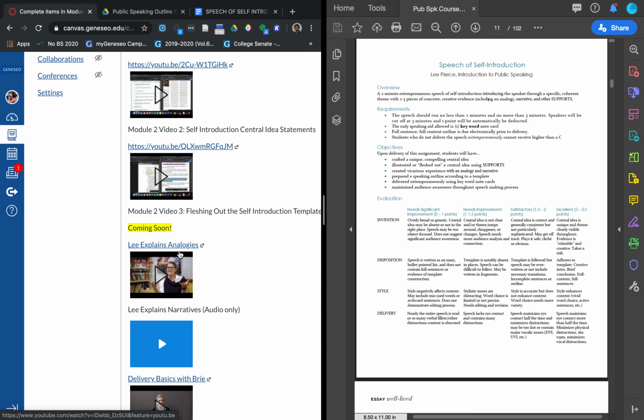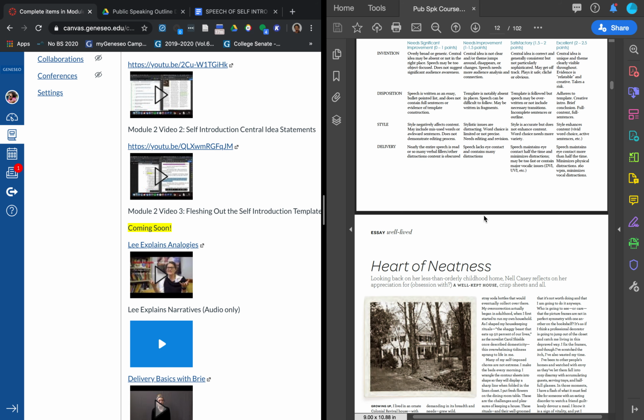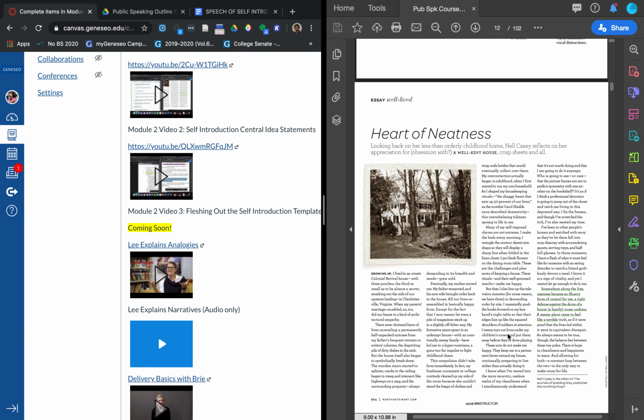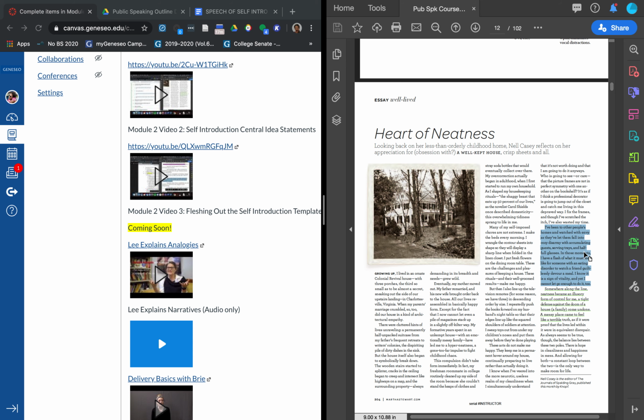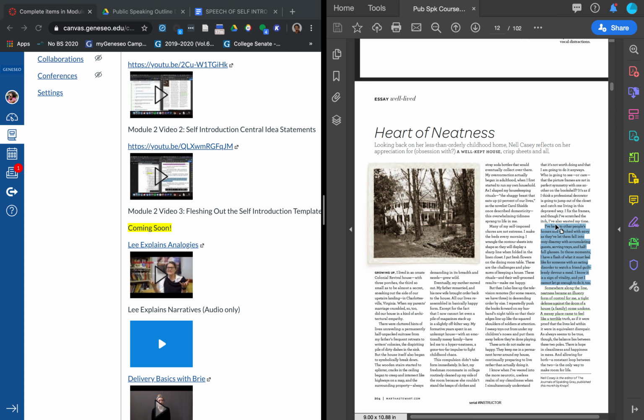So in the previous video, in the Nell Casey Heart of Neatness, we looked at this really interesting narrative analogy over here where she compares what it's like being a neat freak who watches someone enjoy a messy house to what it must be like for someone with an eating disorder to watch someone who can just like guiltlessly devour a meal. That is an analogy, but it's more of a metaphor because it only takes about 2 or 3 sentences. It's incredibly short. It happens much in passing. Analogies are much longer. They're drawn out.